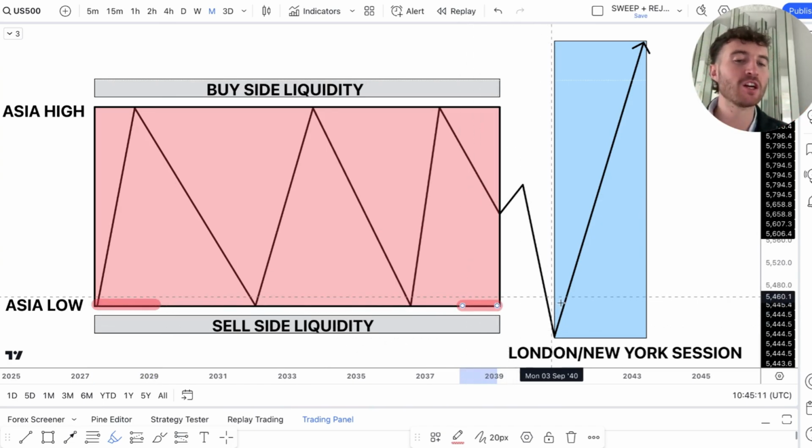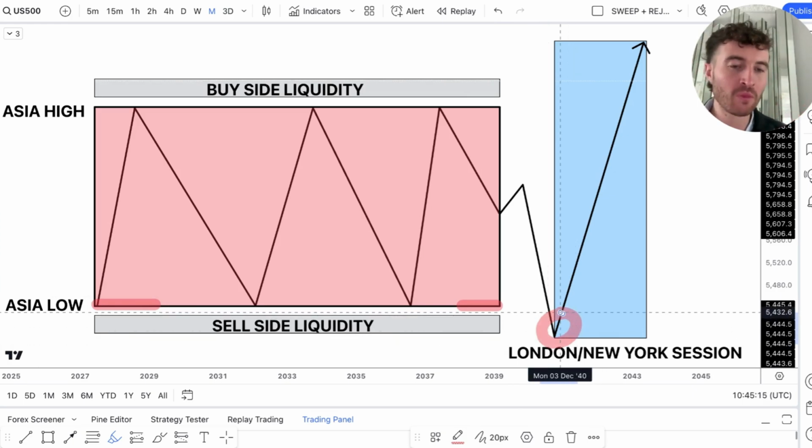Once we see that during a kill zone, so the London or New York session kill zone, we're then going to look for our entry schematic intraday, and then we can look for a continuation to the upside following our daily bias. So this is the ICT Judas swing buy model, very simply put.